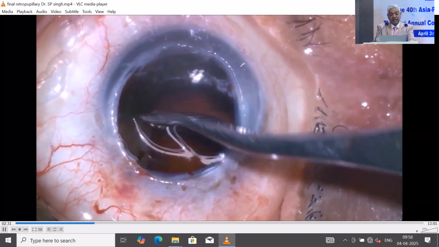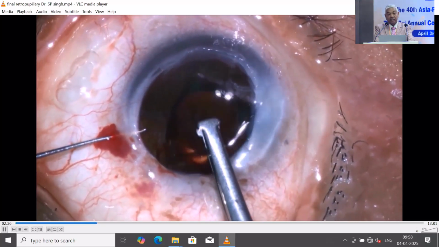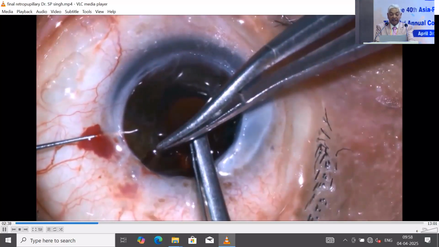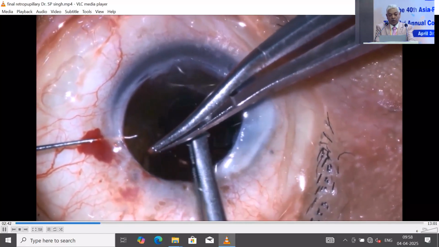Where any additions are there, just remove it, mechanically pull it, and you can see how large a defect the iris got. Ask the assistant to hold the margin of the iris, because your two hands are already engaged.